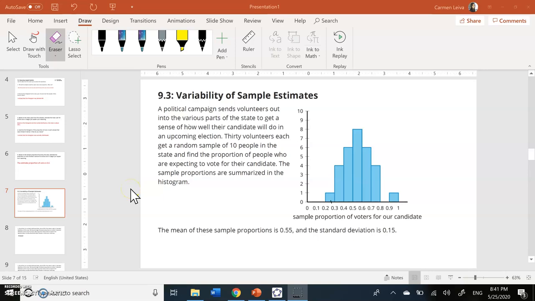For this activity, you can use GeoGebra if you want to. It says a political campaign sends volunteers out into the various parts of the state to get a sense of how well their candidate would do in an upcoming election. 30 volunteers each get a random sample of 10 people in the state and find the proportion of people who are expecting to vote for their candidate.